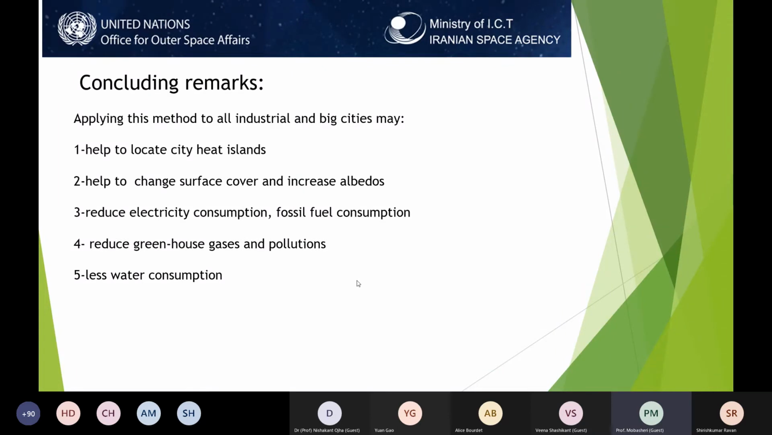Reduce greenhouse gases and pollutants. Less water consumption. These are the benefits of running this kind of model on big cities. Go ahead, please. Next one. And help to mitigate the effect of drought, of course, which is related to this workshop. Next one, please.